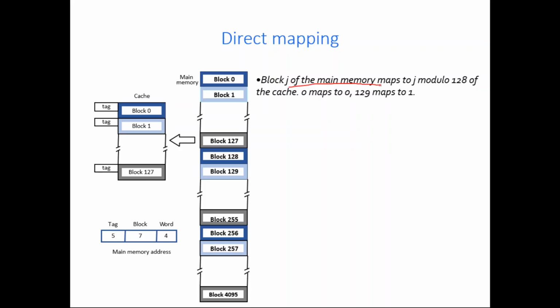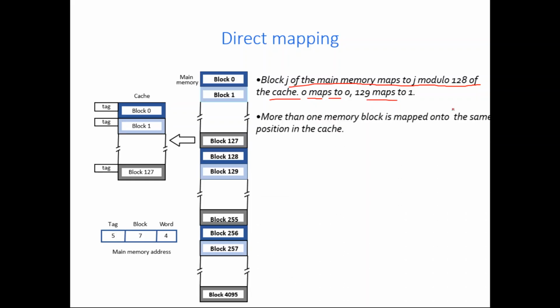Block J of the main memory maps to J modulo 128 of the cache, that is, block 0 maps to 0. 129 maps to 1, and so on and so forth. More than one memory block is mapped onto the same position or the same block in the cache.